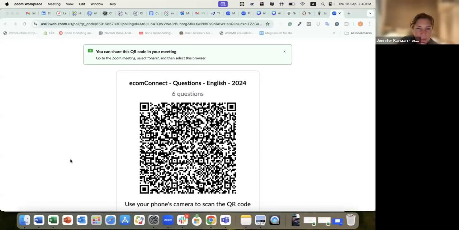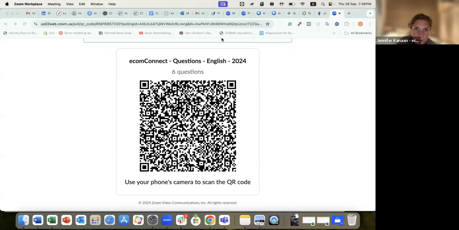Jennifer, I seem to have lost the form. Can you resend it? I don't think I can, but what I can do is share my screen and you can scan this QR code. If you can see the QR code, you can scan it and complete it on your phone. Technically, it opens another pop-up, so it's easy to lose it.